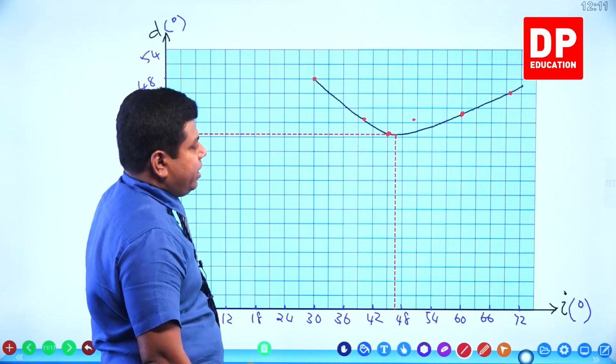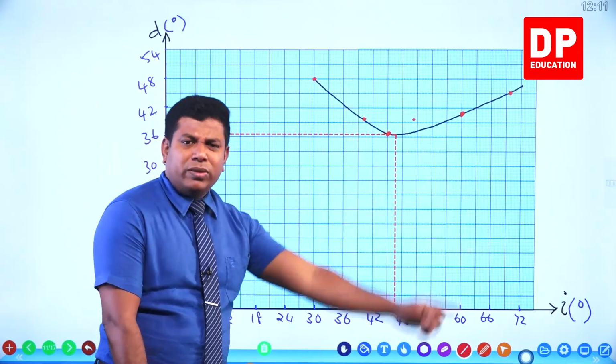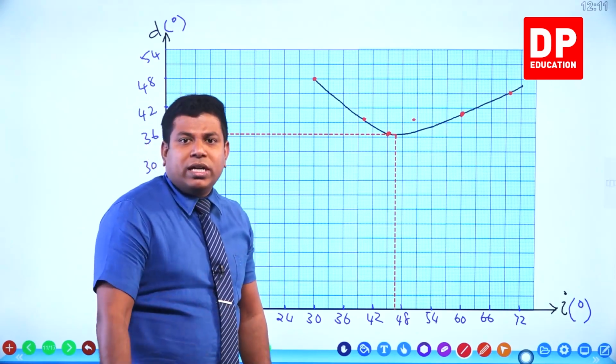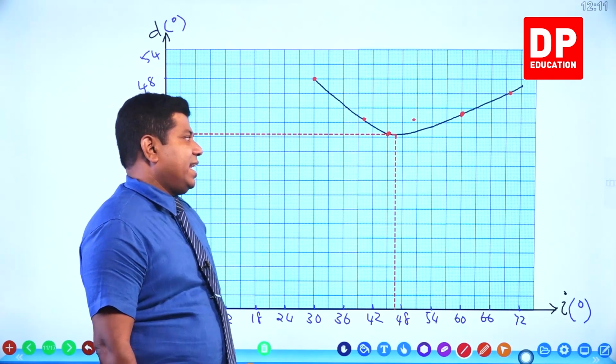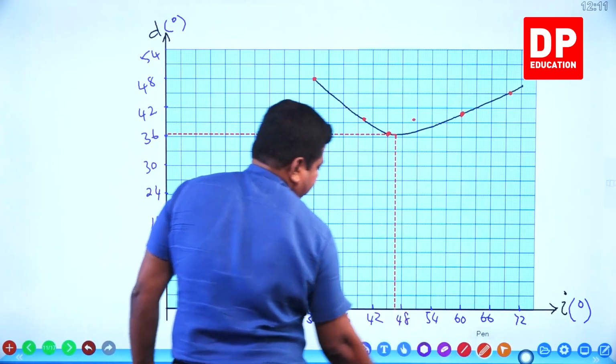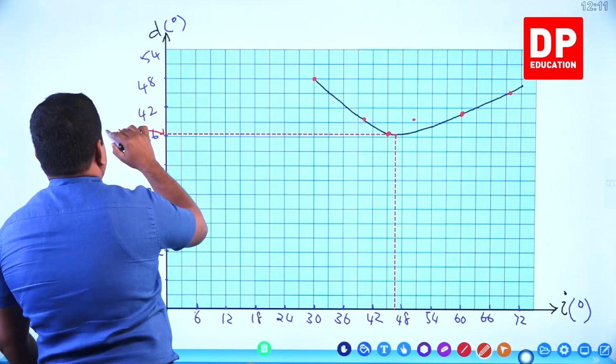Check that. Right. We know this point was at 37 degree. It's a little bit below 37 degree, right? But not 36. It's above 36, below 37. So maybe we can take it as 36.5 degree. This we can mark it as 36.5. According to my graph, this can be marked as 36.5 degree.